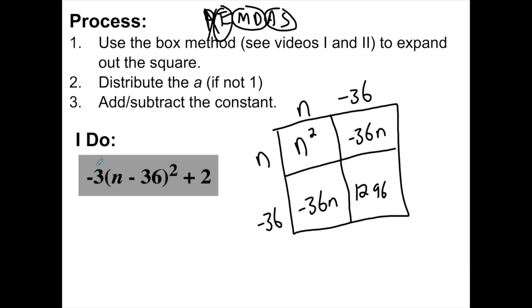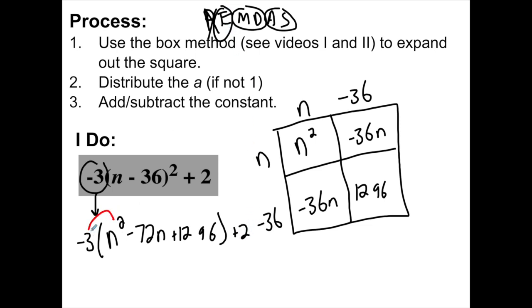So here, because a is not 1, I'm going to bring that down. Remember, you never ever distribute into here. Because to distribute in is essentially overlooking that you have to do the exponent first. So, n squared minus 72n plus 1296 plus 2.